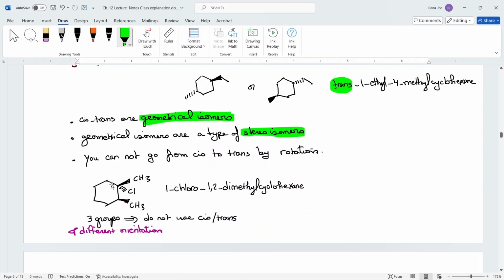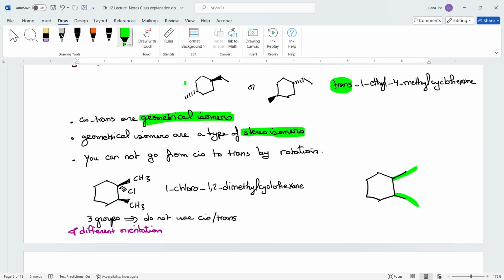If I have a structure like this, I cannot use cis and trans. So more than two groups on the cycle, please don't use cis and trans. If there are no wedges and dashes shown, don't use cis and trans. So if I have a cycle with these groups like this, there is no cis and trans because I am not showing the stereochemistry of these two CH3s. So the name in there is going to be 1,2-dimethyl cyclohexane.